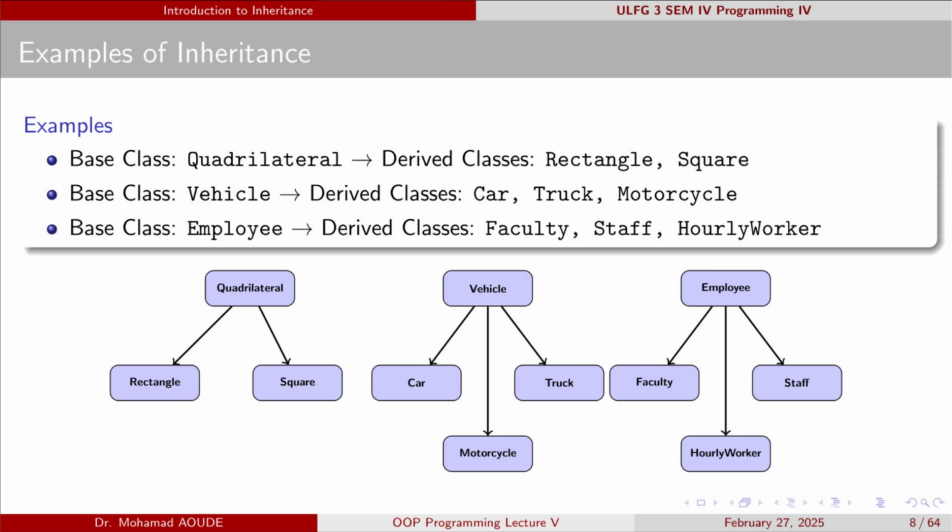Here's how inheritance looks in different domains: geometry, quadrilateral gives rectangle, square. Vehicles, vehicle gives car, truck. Employment, employee gives faculty, staff. In each case, child classes inherit everything general and add their own specifics. Think logically. Only create a child class when it truly needs some extra specialization beyond the base class.